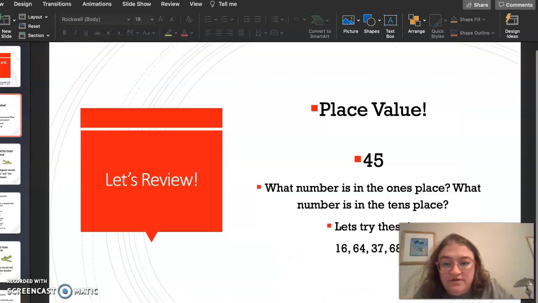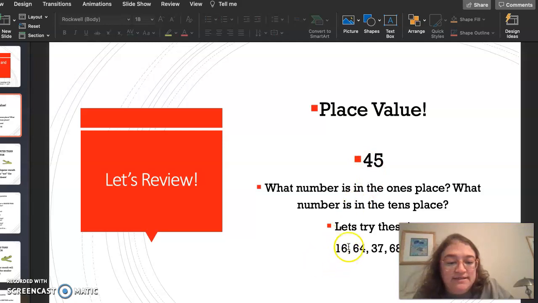So first, let's review. In order to find out if numbers are greater than, less than, or equal to another number, we need to look at place value. Let's take a look at 45. What number is in the ones place? We have a 5. What number is in the tens place? 4. So we have 5 ones, 4 tens.